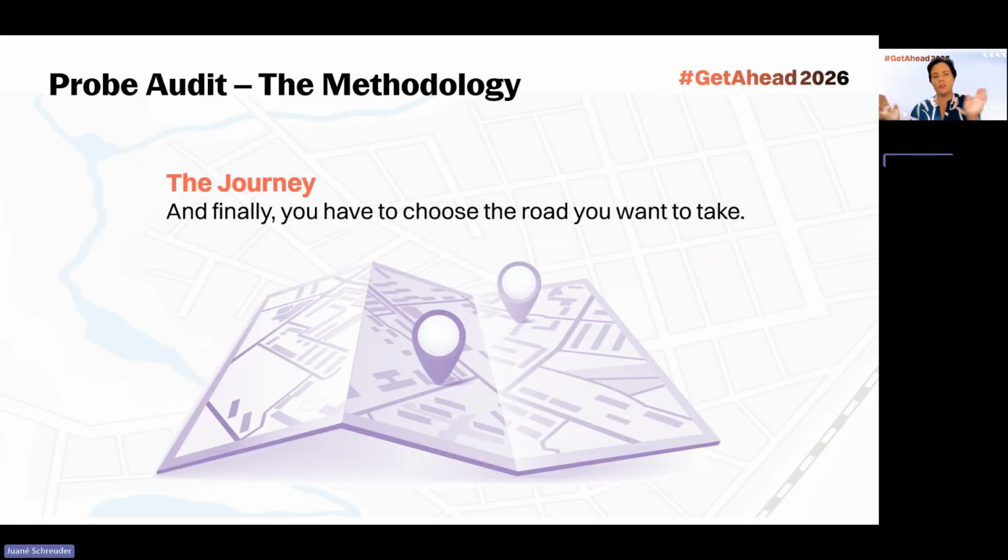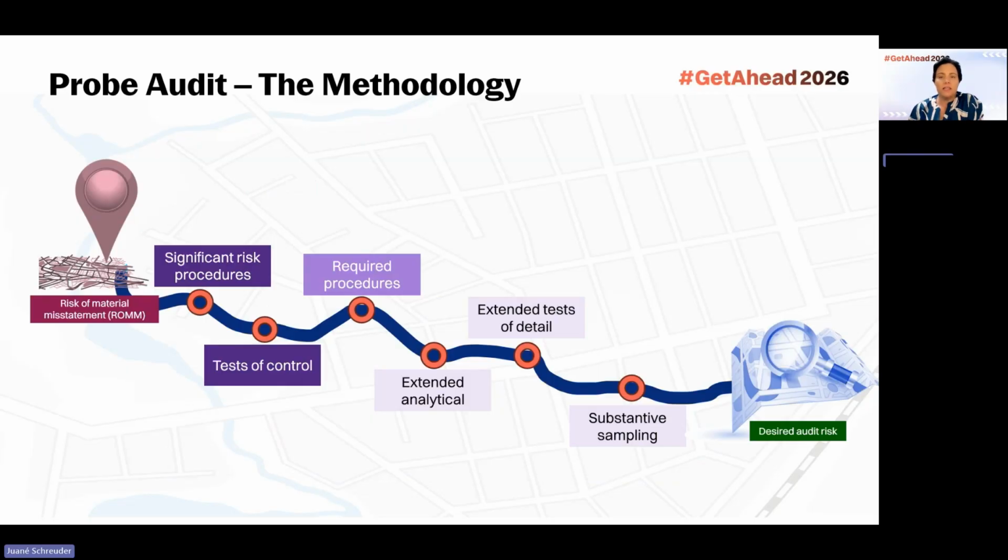All right, so now we've got this journey that we need to travel on, and we need to choose the best journey, the best route to get there. So in terms of the standards then, in terms of the methodology, we now have to bring this risk of material misstatement to the desired audit risk.